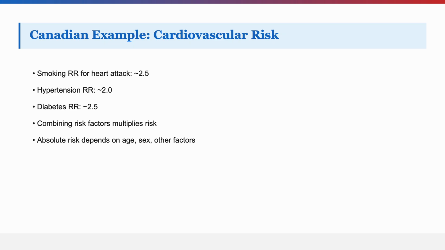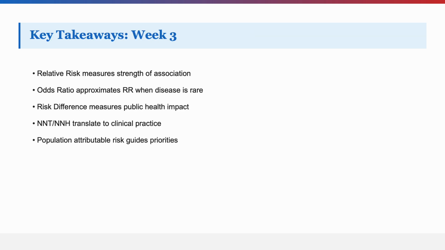For healthcare managers, understanding both relative and absolute risk helps you design appropriate screening and intervention programs. Who benefits most from aggressive treatment? Those with high absolute risk, regardless of relative risk. Let's summarize our measures of association. Relative risk tells you how much more likely disease is in the exposed compared to unexposed. It measures the strength of association. Calculated from cohort studies and trials.